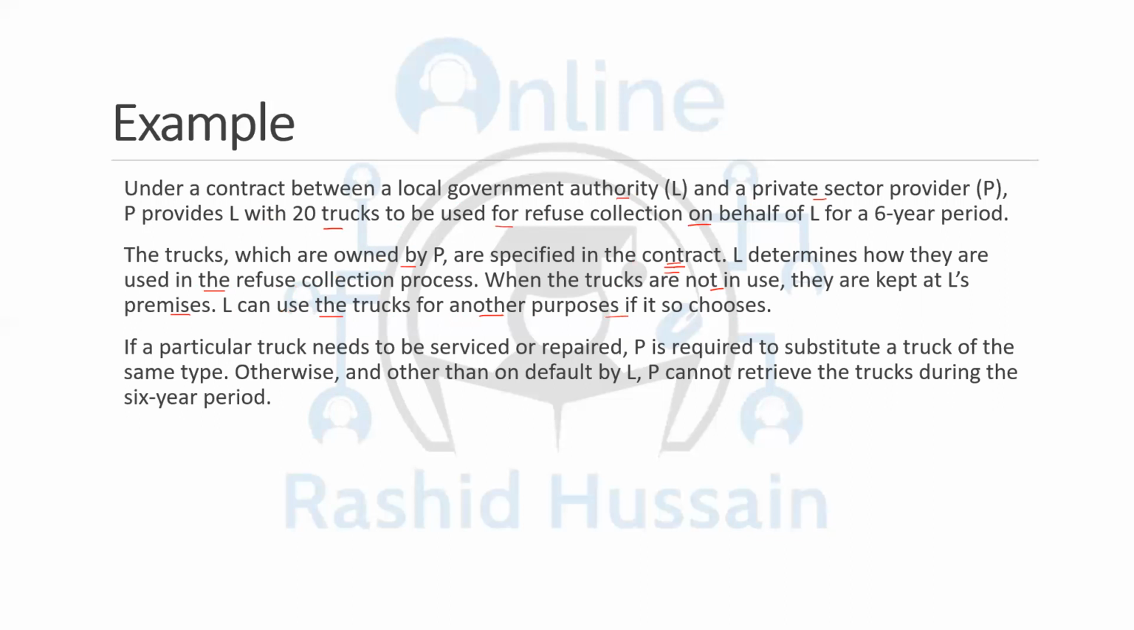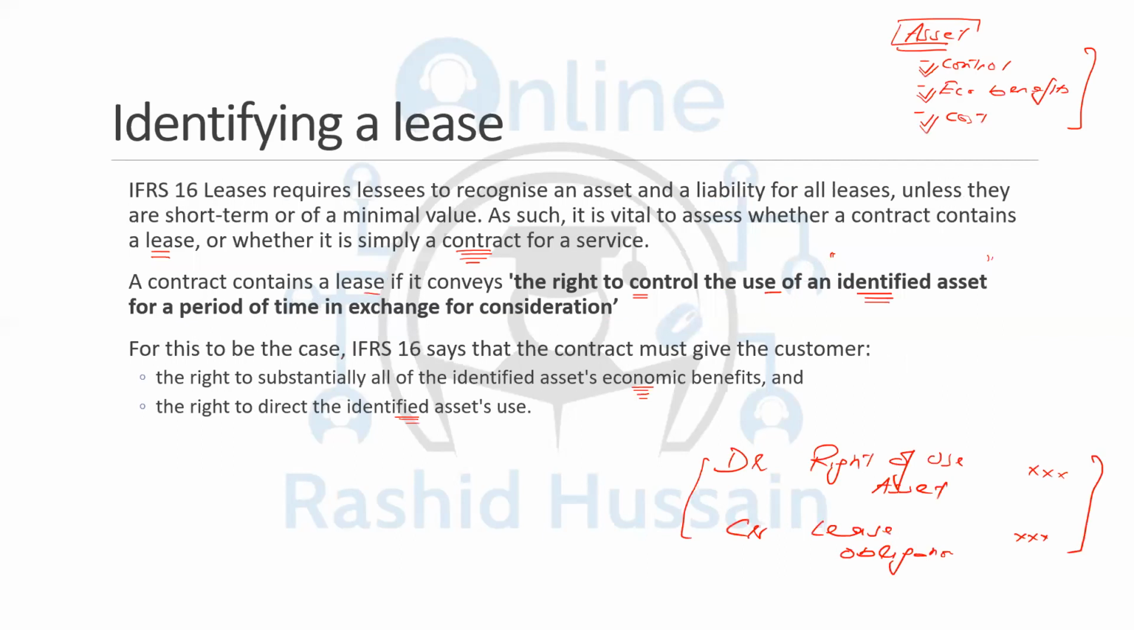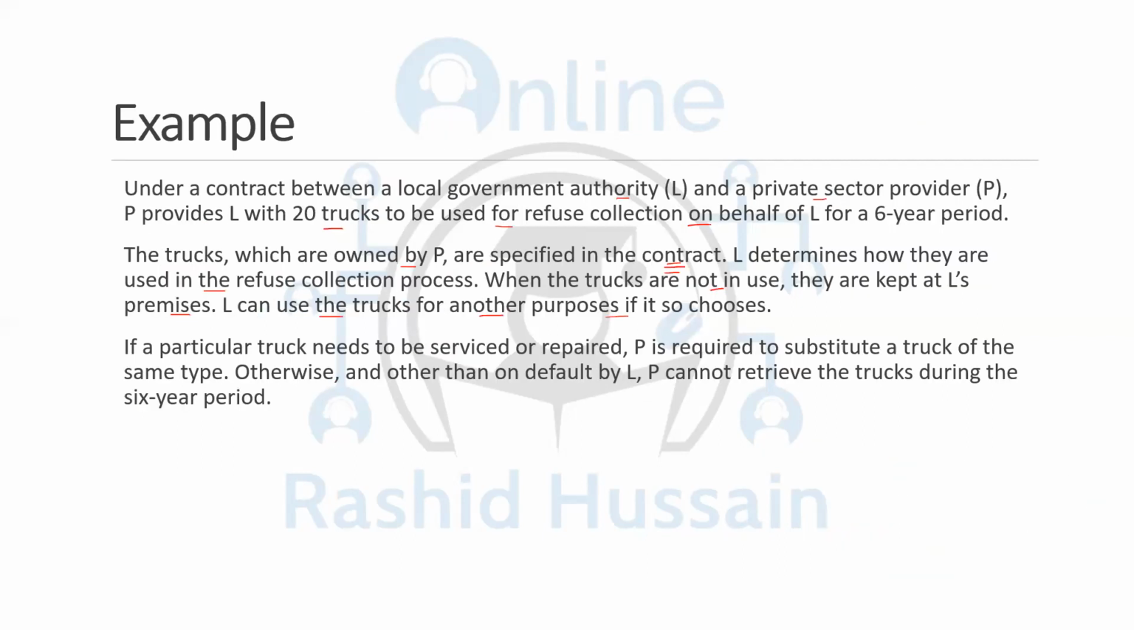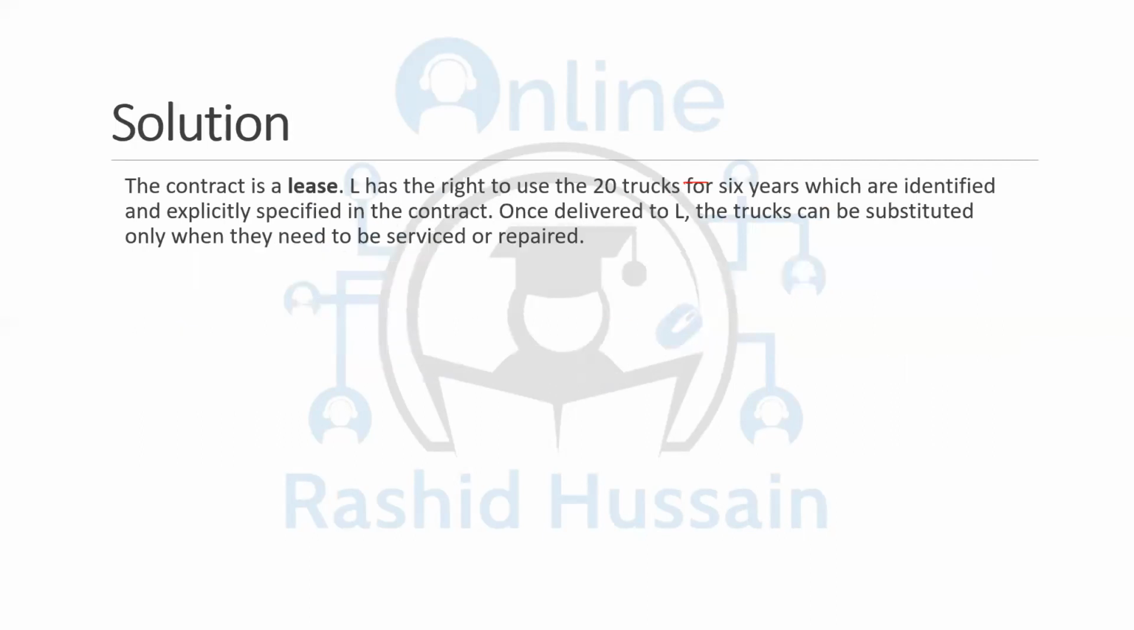So all of these suggest that L has the complete right to control, because they will be having the assets on their own premises. They will be deciding when to use it, how to use it, and they can use it for other purposes as well, other than the refuse collection. So that means it's a contract for lease, and those trucks should be recorded within the lease as the right of use asset.